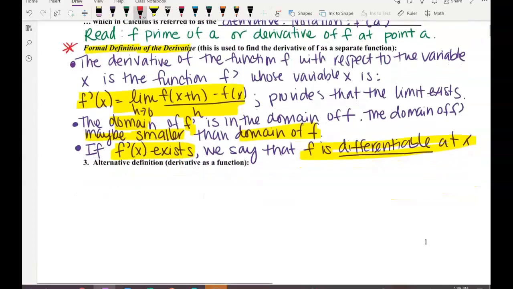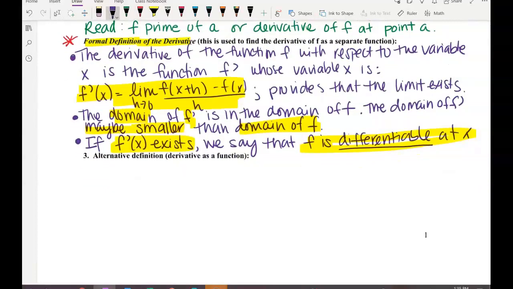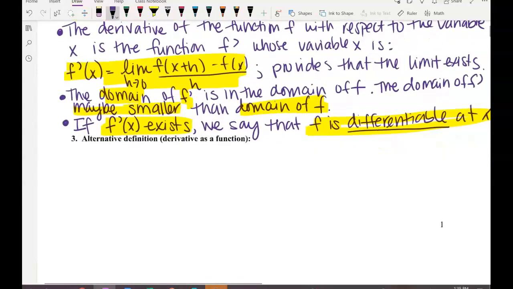Okay. Now sometimes it is easier to use this alternative definition here, and in your book it will state use the other definition of derivative or use a formal. So make sure you read those directions very carefully. All right, so the second definition of derivative.